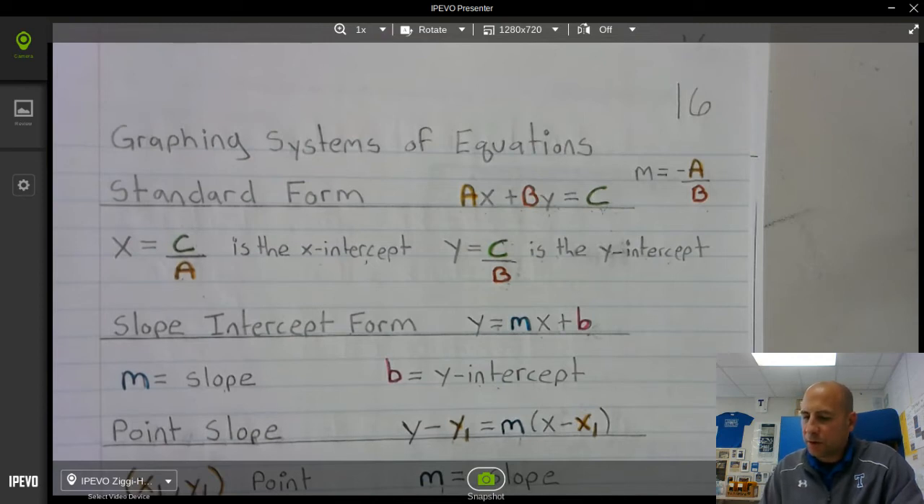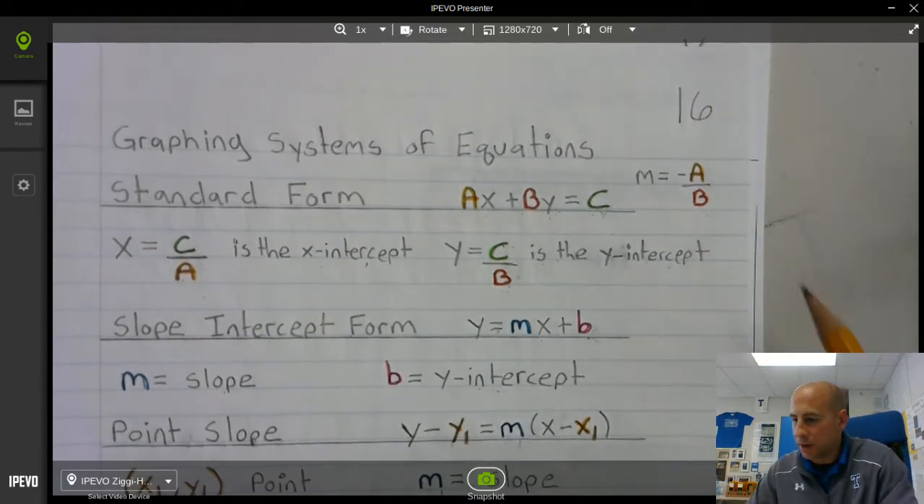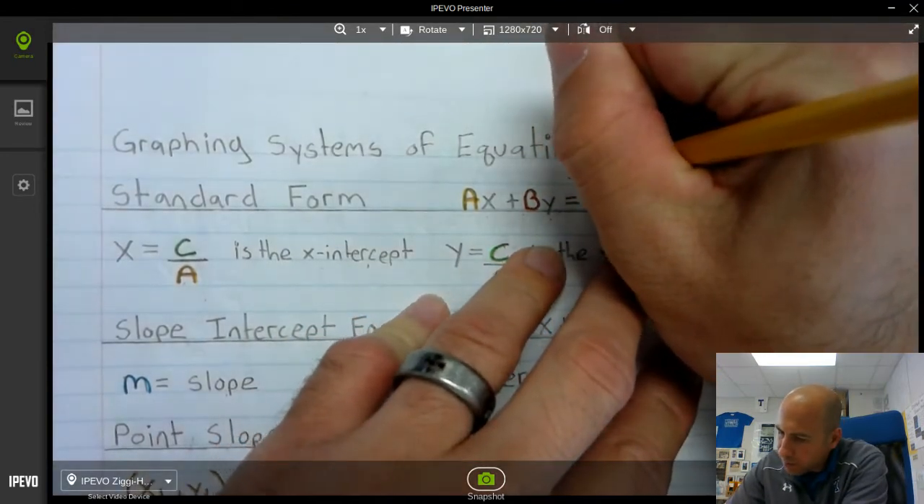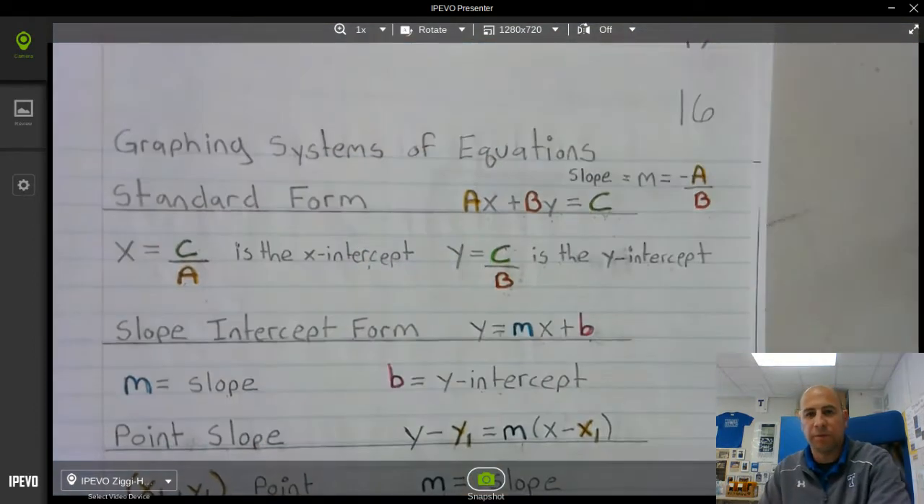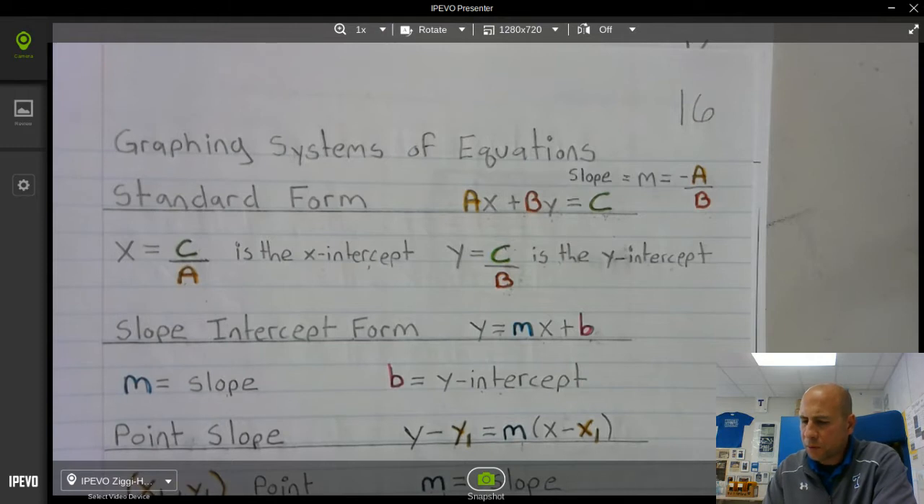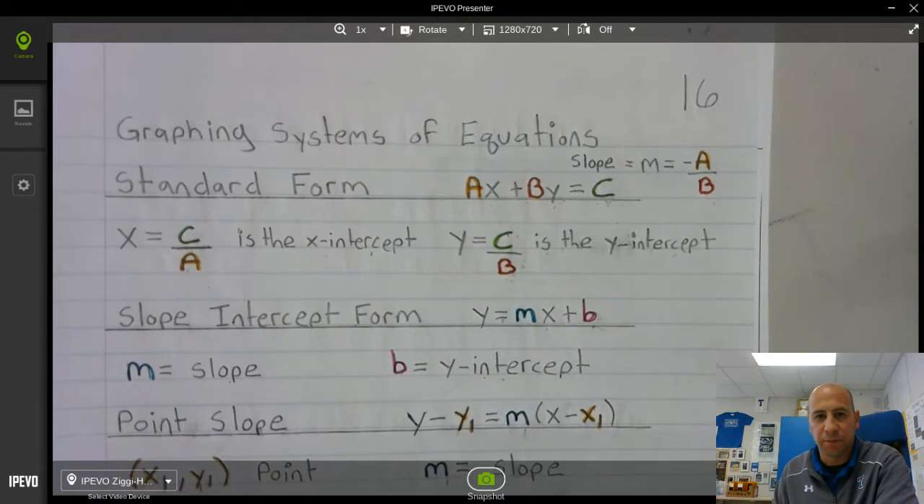All right, so the first thing we look at is the different forms of equations for graphing. The first one is standard form, which is ax plus by equals c, where m equals negative a divided by b. And actually, I guess you could even write that slope equals m. So slope equals m, which is negative a divided by b, where x equals c divided by a is the x-intercept, and y equals c divided by b is the y-intercept. All right, so that's standard form.